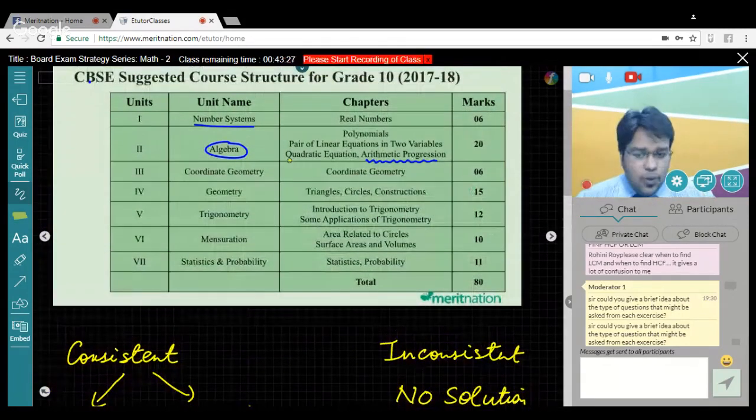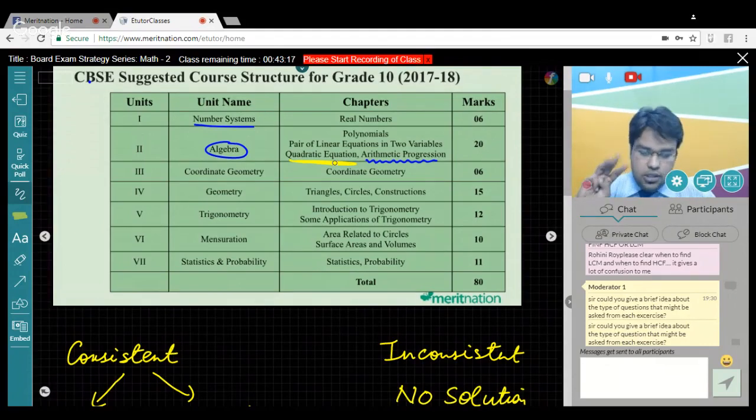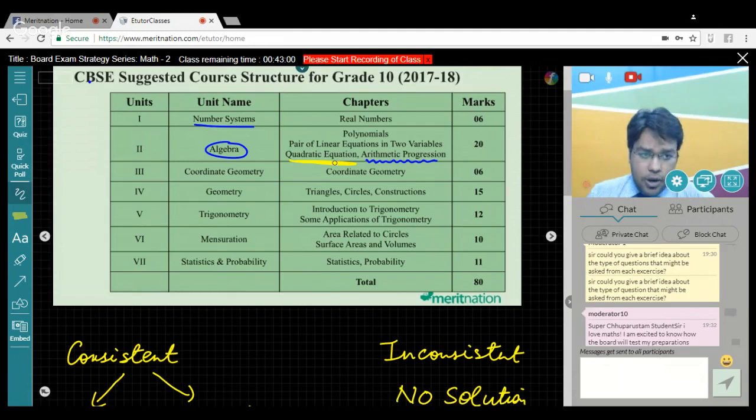Quadratic equations is another very, very vital topic from the algebra unit. In quadratic equations, you can get three types of questions. One is the straightforward factorizing of the quadratic, solving the quadratic equation. For solving a quadratic equation, I hope everyone knows we've got three methods: splitting the middle term, completing the square, and of course the discriminant method. That's the number one category of questions.